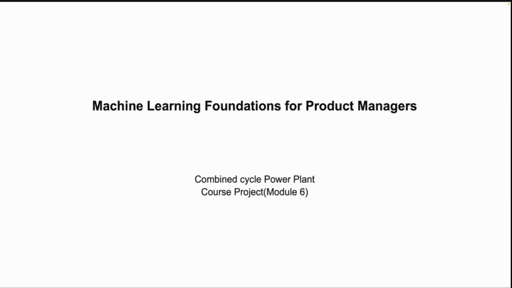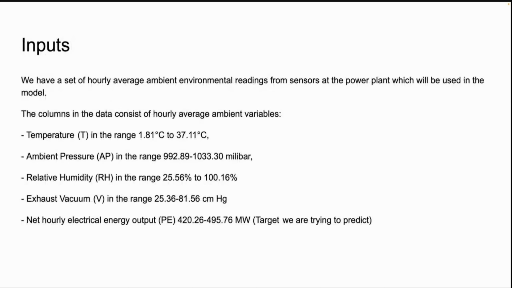The inputs that we got for this project are a set of hourly average ambient environmental readings from sensors at the power plant, which can be used in this model. These are the various columns listed here that you can see on my slide. We have the temperature, the ambient pressure, the relative humidity, exhaust vacuum, and the net hourly electrical energy output.